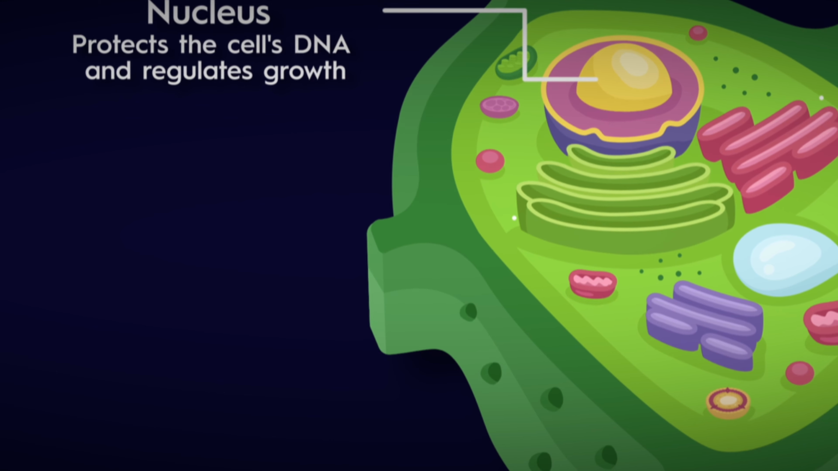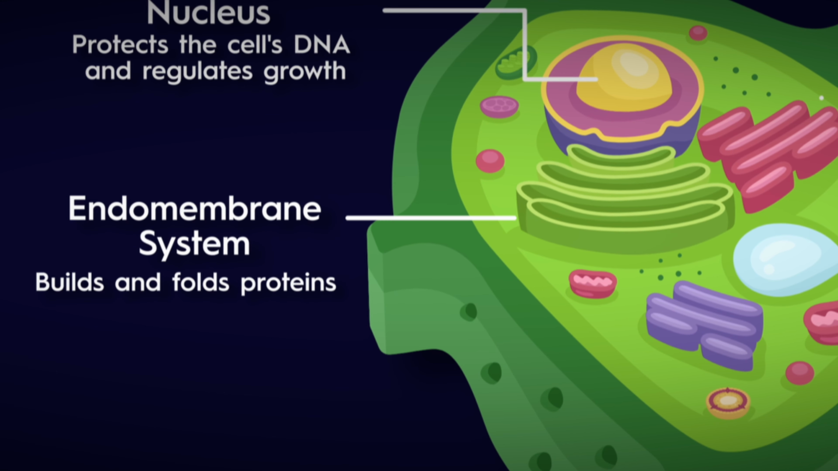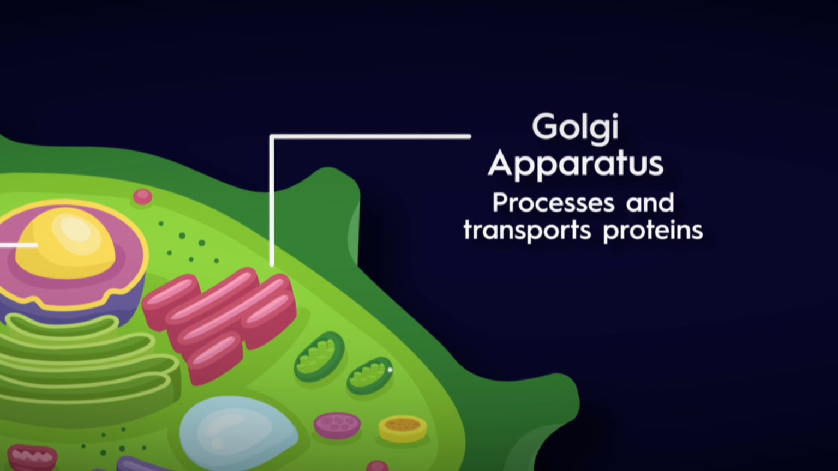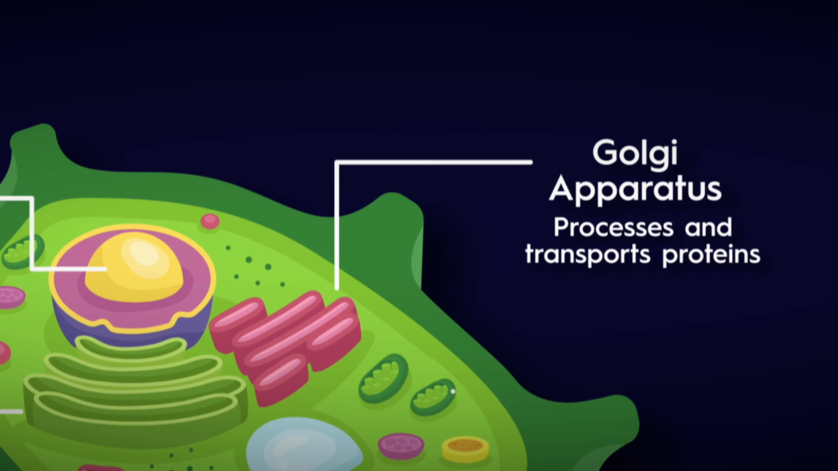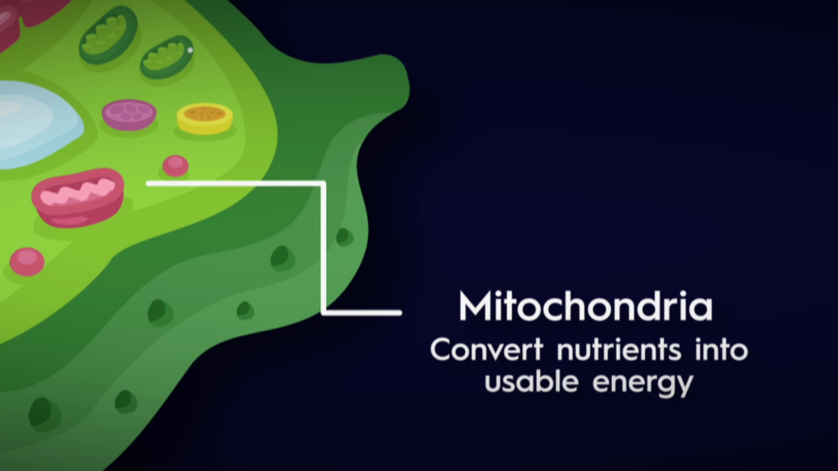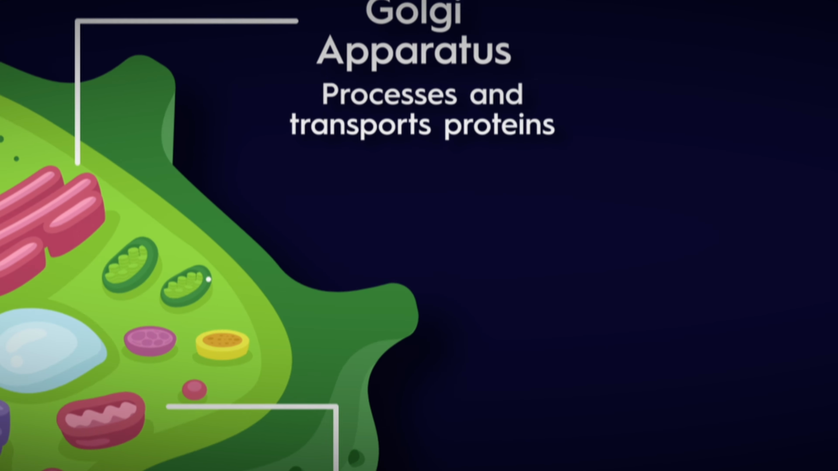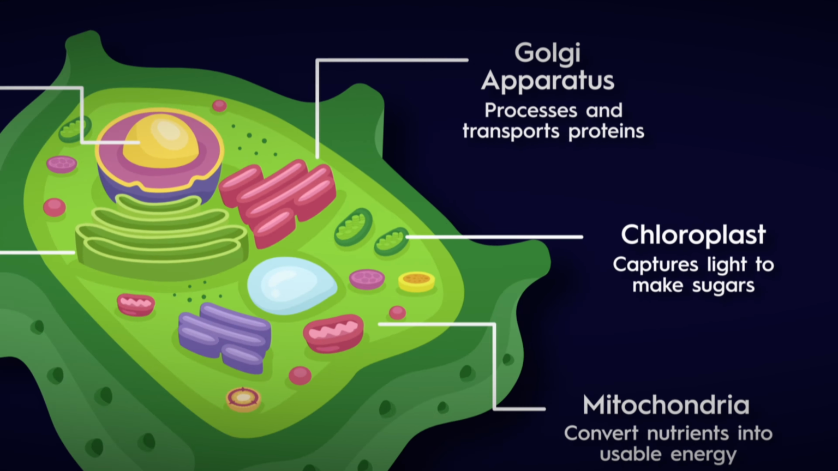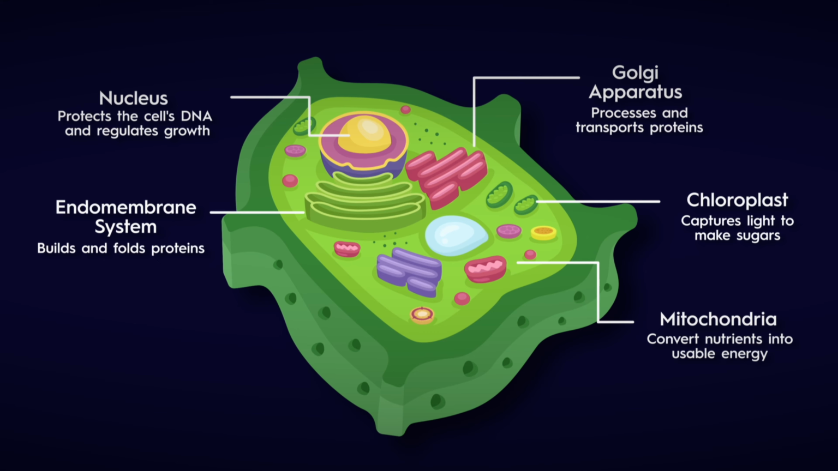Around the nucleus sits the endomembrane system. The endoplasmic reticulum builds and folds proteins, and the Golgi apparatus processes and transports them to where they are needed. Next, mitochondria convert nutrients into usable energy, while chloroplasts capture light to make sugars. Together, they supply the power that drives cellular work.